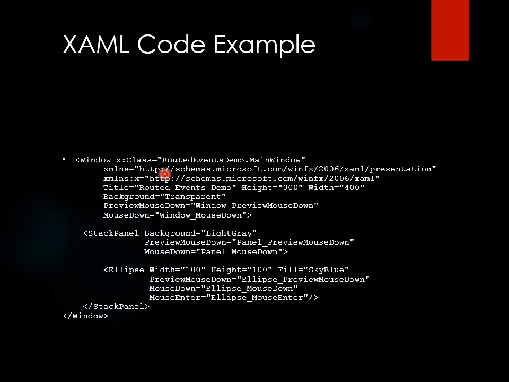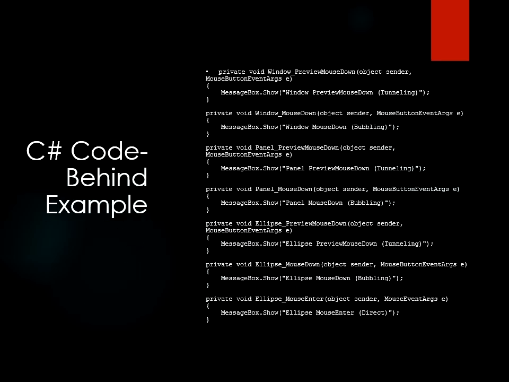Let me explain the code walkthrough of routed events. In the previous slide, we explained about tunneling, bubbling, and direct. For this example, the root is the window, and the next elements are the stack panel and the ellipse, and based on that, the events are routed as you see in the code. Tunneling events are first raised on the root and then on each element.